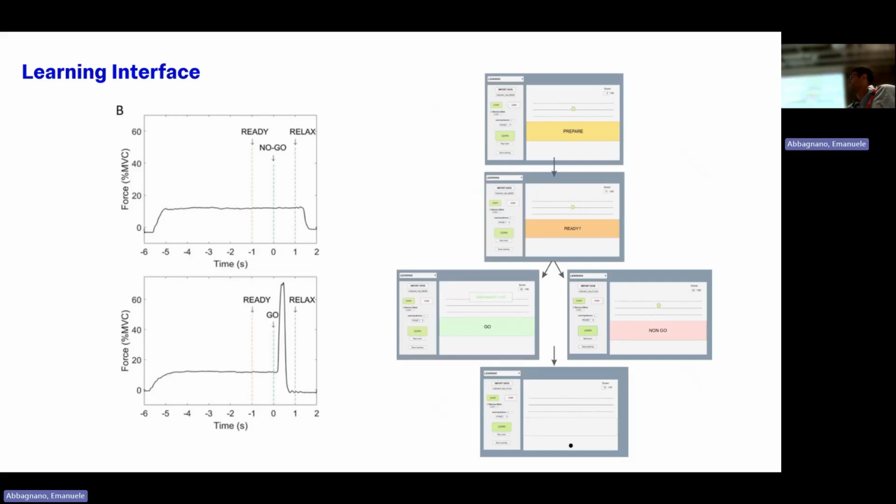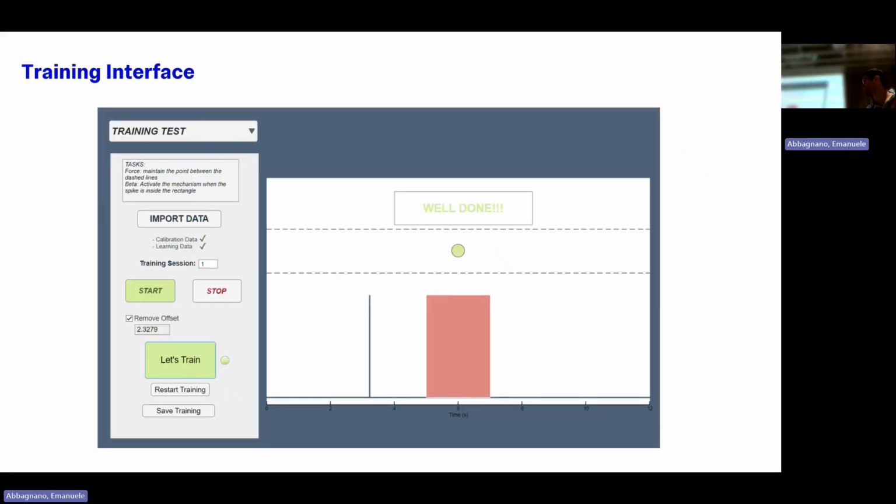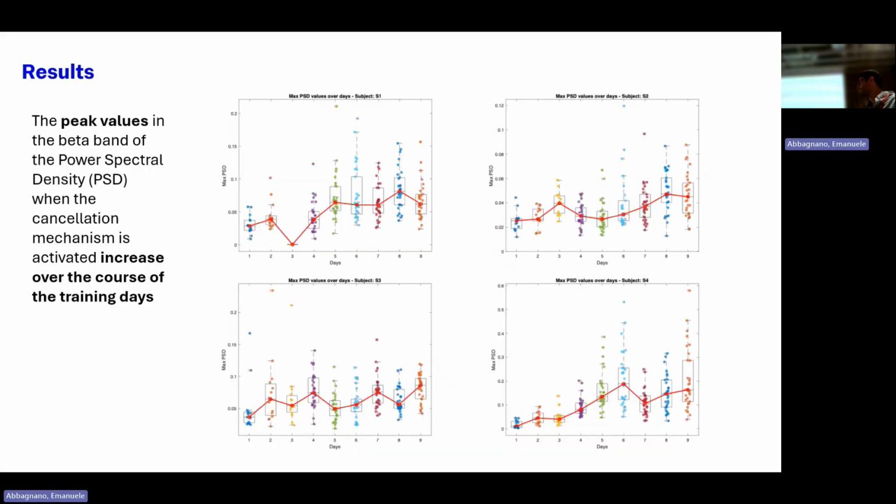Once they do this, right after, there will be training. So this is the interface. What you're looking at is, again, they will be at 10% MVC with their first level. And then there will be this spike going from the right to the left inside the red area. Whenever it goes inside the red area, they're asked to cancel the movement and so increase the power in the peripheral beta band. If they're able to do so, we'll give them a well done. It's all gamified.